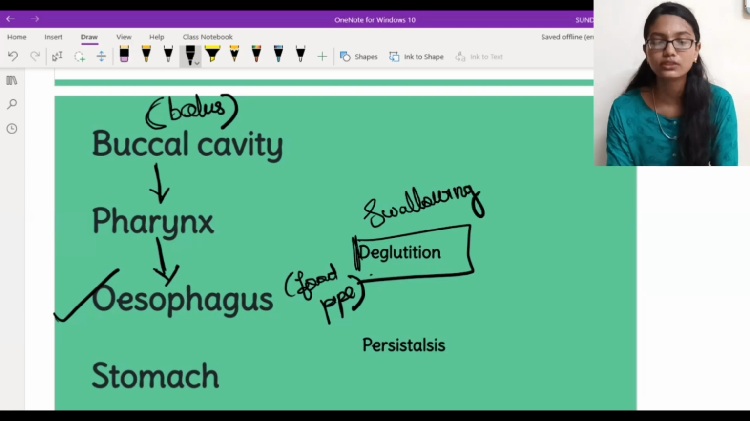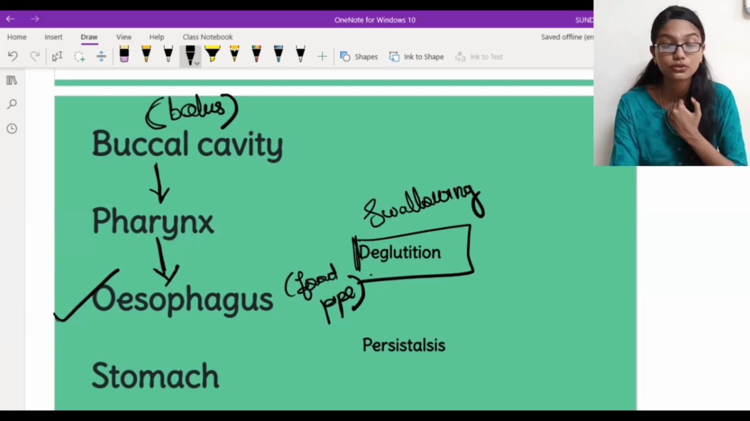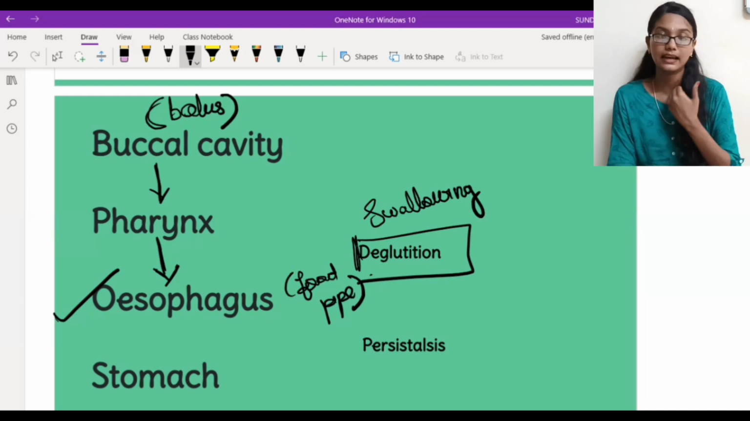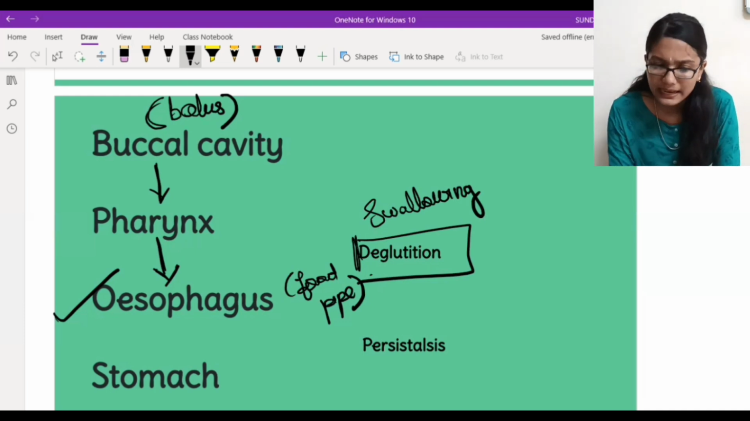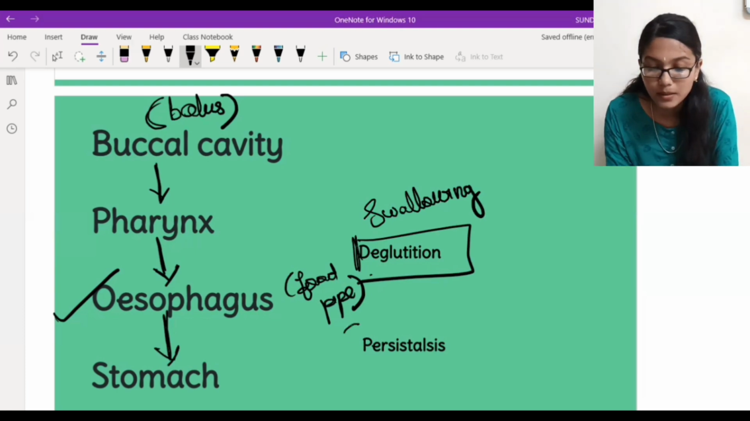So we swallow the food and the bolus enters the esophagus. Now from the esophagus, where does it have to enter? Yeah, to the stomach. Now, can it enter just like that? No. So there is some movement.